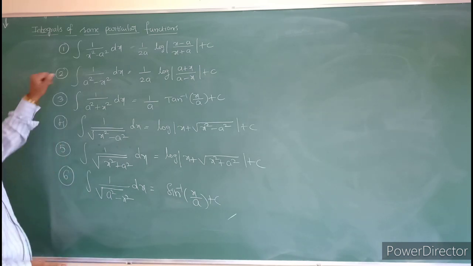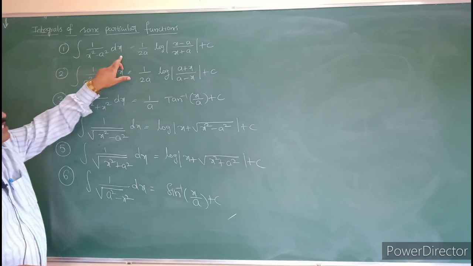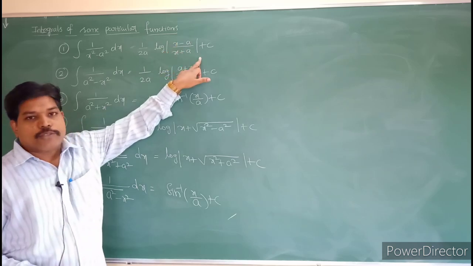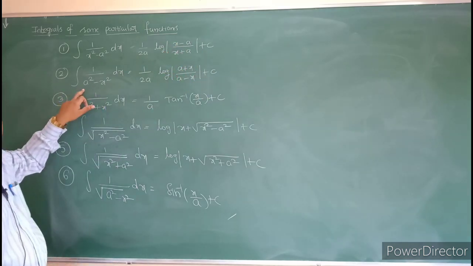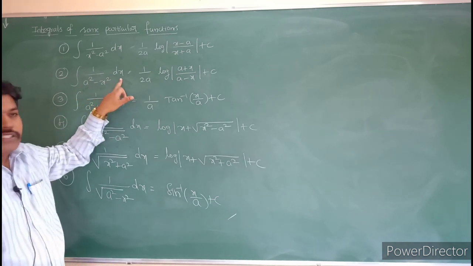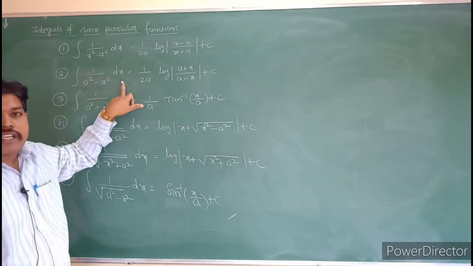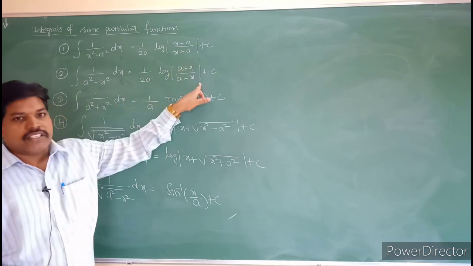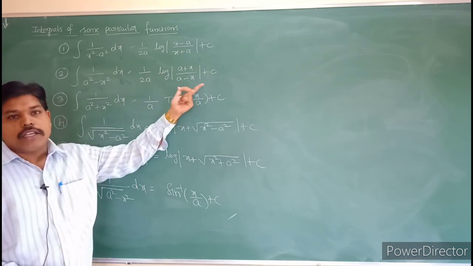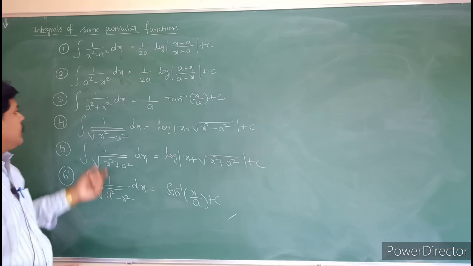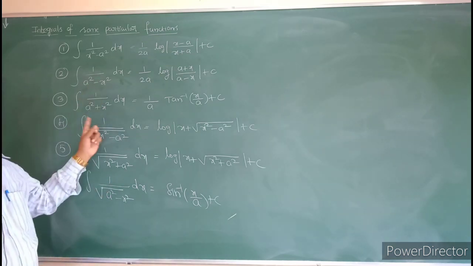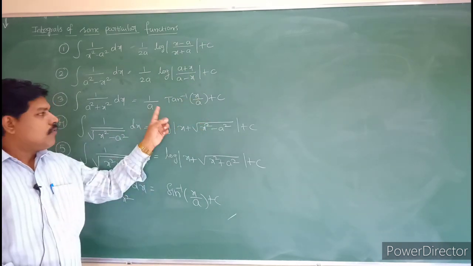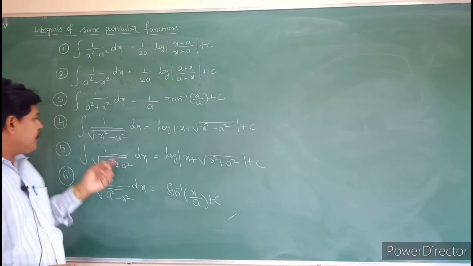So see, the first formula is integral 1 by x square minus a square into dx. That is nothing but 1 by 2a into log mod x minus a by x plus a plus c. Integral 1 by a square minus x square into dx is equal to 1 by 2a into log mod a plus x by a minus x plus c. The next one is integral of 1 by a square plus x square into dx, which is 1 by a into tan inverse of x by a plus c.